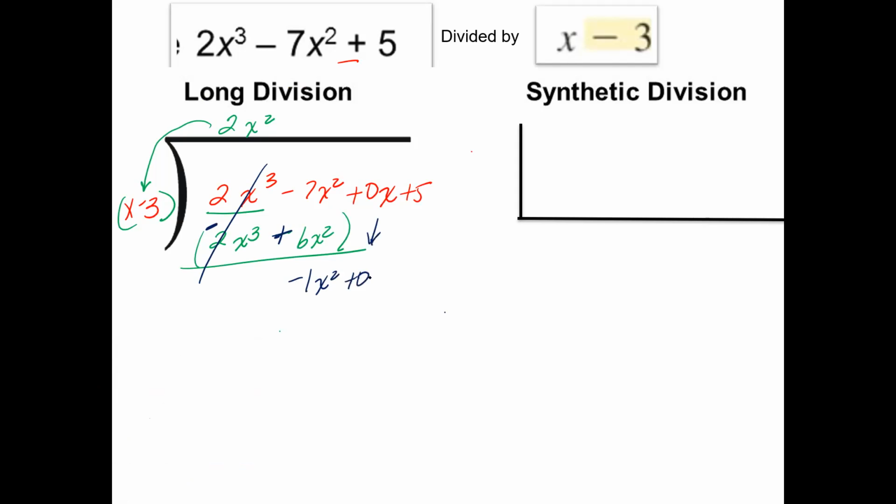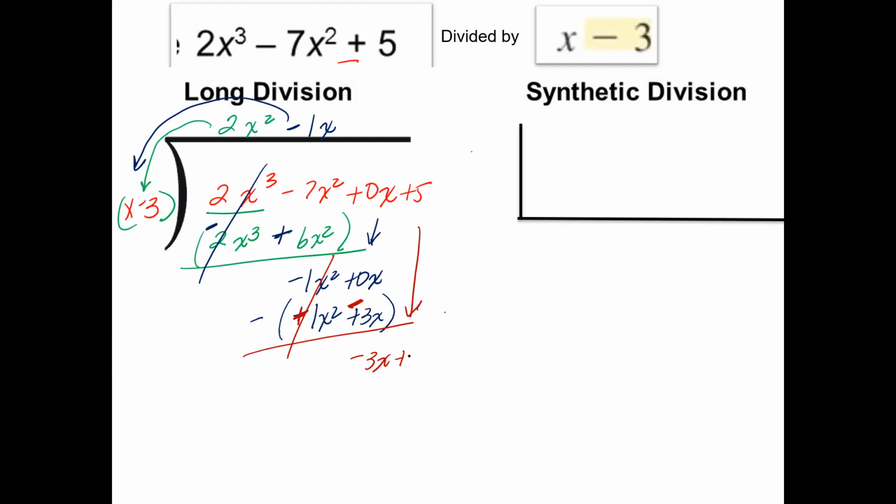Bring down the 0x. Next, you ask yourself, x times what number gives me a negative 1x squared? I want to make sure it matches so that way I can cancel it. Our goal is to get it smaller and smaller. That will be a negative 1x. So again, distribute this into the binomial. You have negative 1x squared. Negative 3 times negative 1 gives me a positive 3x. When you go ahead and subtract it, remember, you have to distribute that. That becomes a positive. That becomes a negative. So it cancels. 0 minus 3x is going to give me a negative 3x. Bring down the 5.